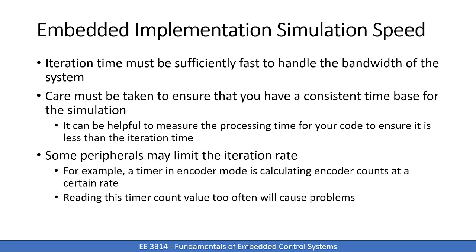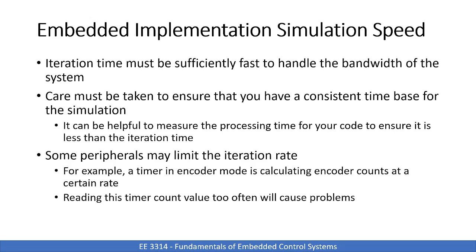Okay, some notes on embedded implementation simulation speed. This is the iteration rate we've been talking about. This must be sufficiently fast to handle the bandwidth of the system. So you need to make sure that the iteration time or the sampling time is at the Nyquist rate or higher, twice the highest bandwidth of your system. In general, you could look at the bandwidth of your system by looking at the frequency response, and then make sure you sample twice that.